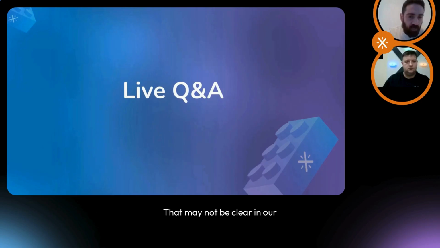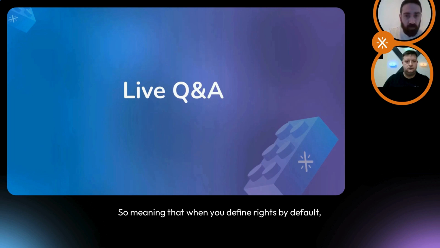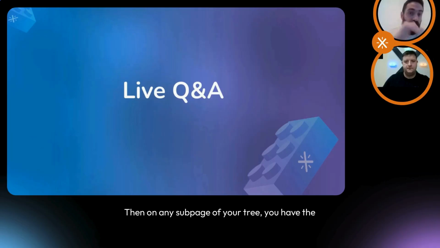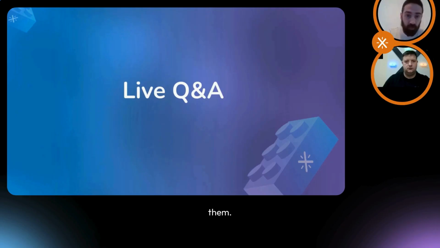It may not be clear in our presentation because we didn't cover everything. It was not only focused on XWiki, but you have the ability in XWiki to set rights at a page level. So meaning when you define rights, by default, you define them at the higher level, meaning at the wiki level. Those will be applied by default. Then on any subpage of your tree, you have the ability to define overrides that will override them. So that means that you'll be able to grant a specific view or deny specific rights to any other users.